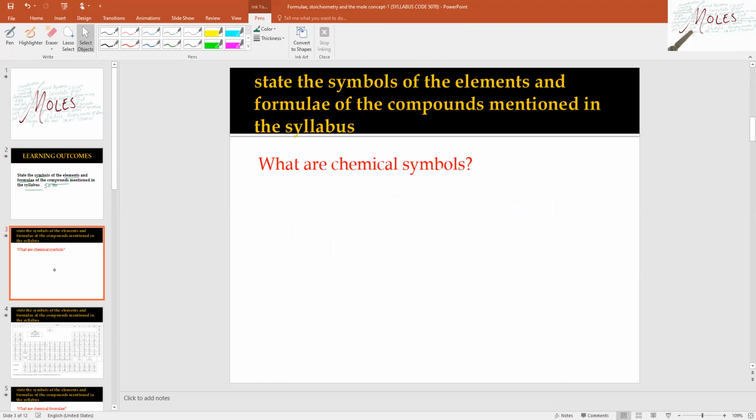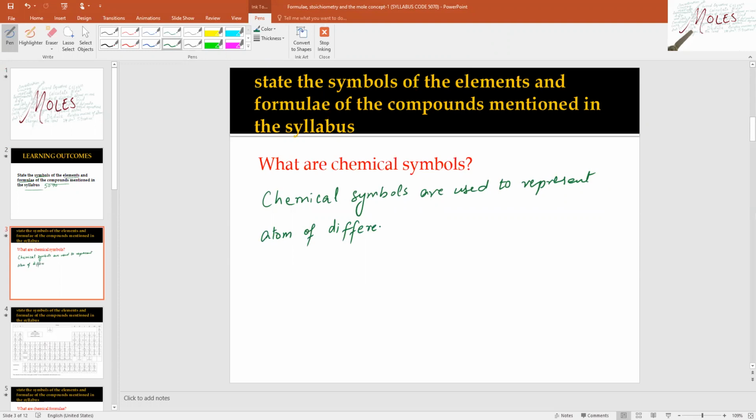What are chemical symbols? Chemical symbols are used to represent atoms of different elements.